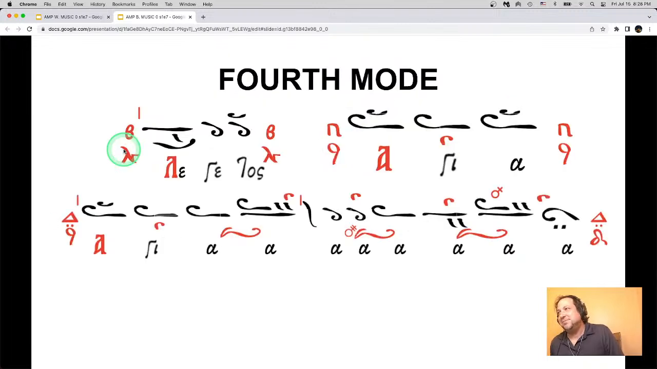Greeks and barbarians in my life. Now we have fourth mode. Fourth mode has a bunch of flavors. It's like the Baskin Robbins of Byzantine music.